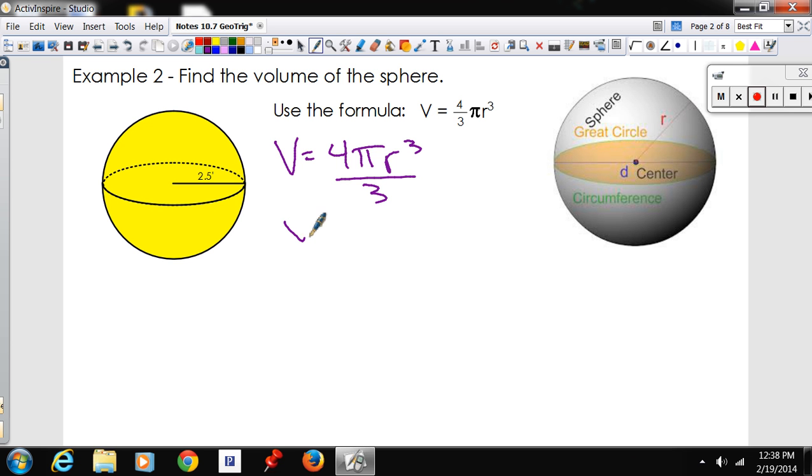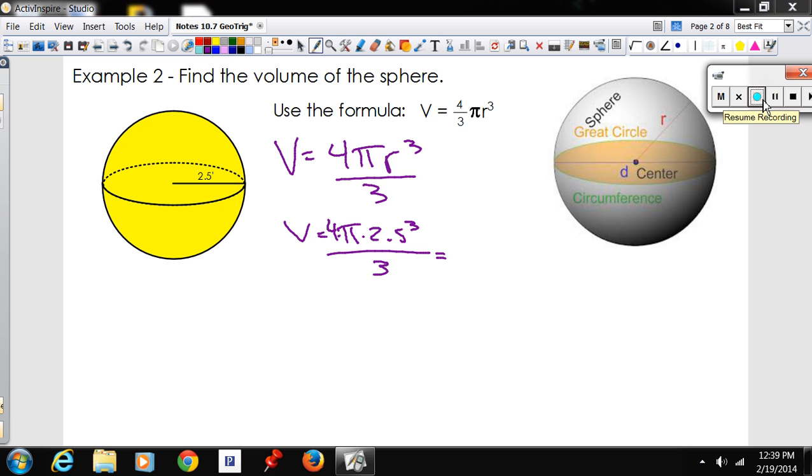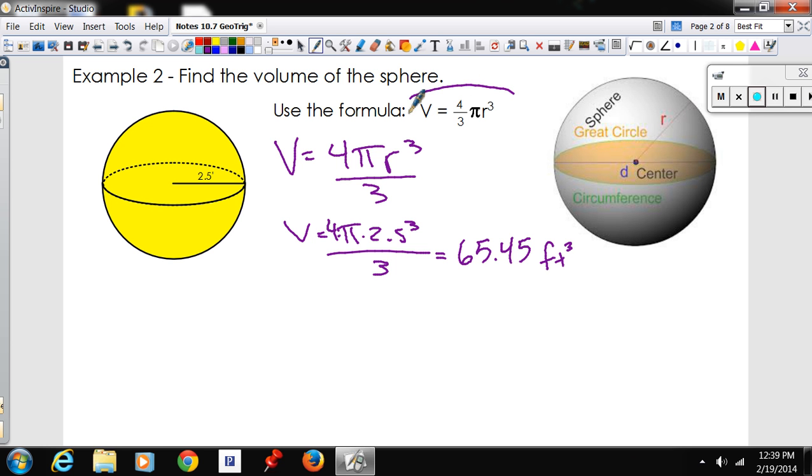So I'm going to fill in what we know. 4 times pi times 2.5 cubed, and then divide it by 3. Okay, so your volume here is going to be 65.45, and that would be in cubic feet. So again, most of these solids, all you have to know is the formula. You can plug numbers into the formula, put them in your calculator, and get the right answers. But you've got to make sure you're using the correct formula. For this one, it's the 4/3 pi r cubed. Okay, moving on.